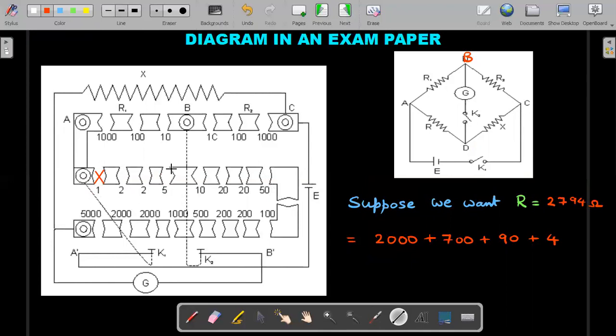So I don't want to use 1 and I don't want to use 5. That means the keys are in, and you plug out the keys from 2 and 2. That means 2 plus 2 are in series, therefore you get a 4.